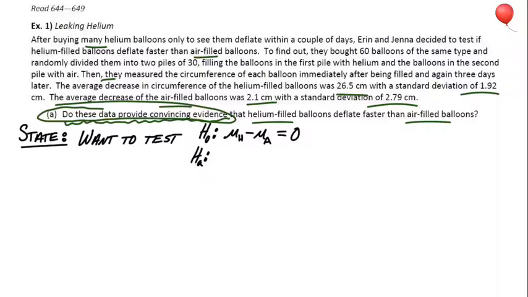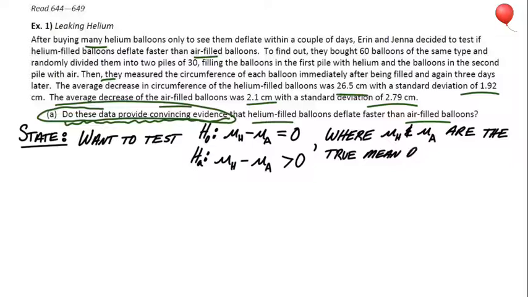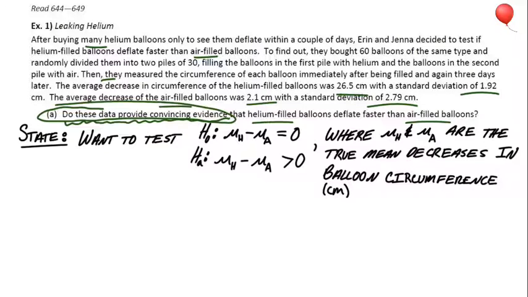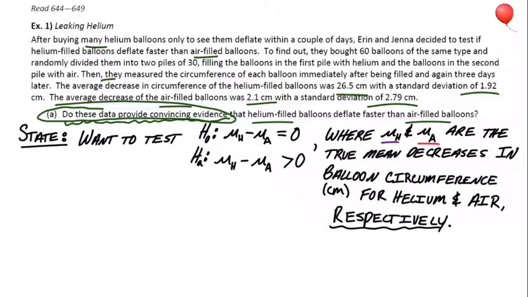The alternative hypothesis, since we're trying to suggest that helium is the bigger value, we would say that this difference is greater than 0. And then let's go ahead and define what mu with an H subscript or mu with an A subscript represent in context. So these are the true mean decreases in the balloon circumference as measured in centimeters for helium and air, respectively. So we've got H for helium and A for air. And then don't forget to put our alpha level. Typically, we'll just use 0.05.